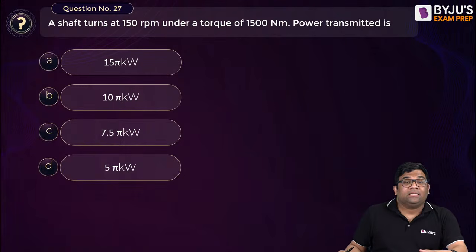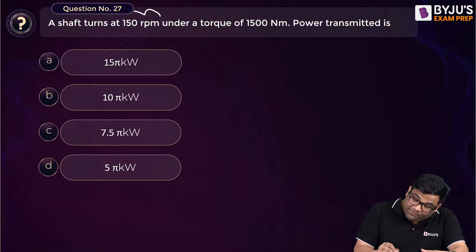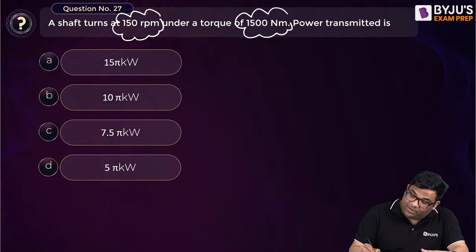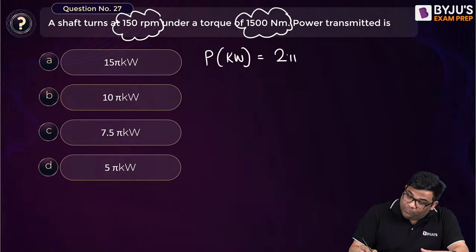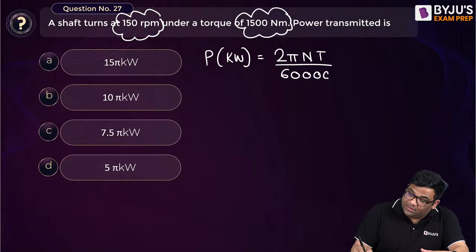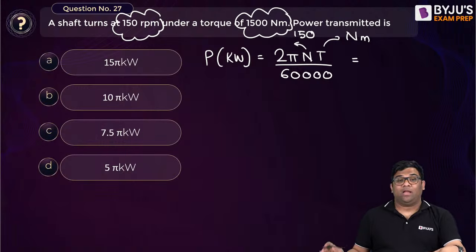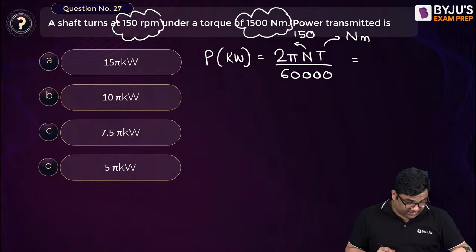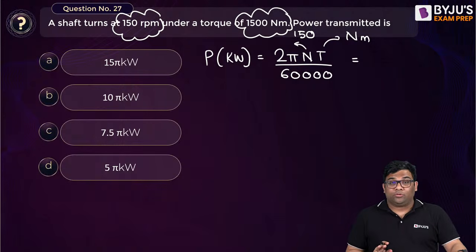A shaft turns at 150 rpm with a given torque. The power transmitted in kilowatt is equal to 2 pi NT by 60,000, where T is in Newton meter and N is in rpm. So what's the right answer? Tell me the direct formula. See, in the examination, most of the questions will be direct formula only.